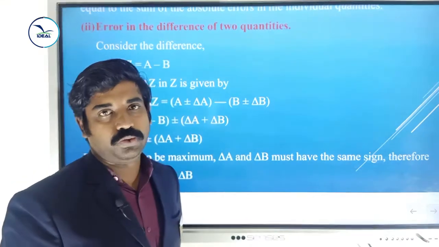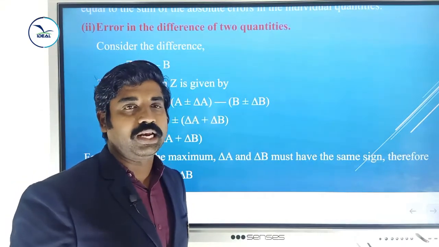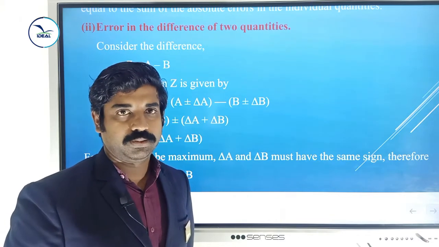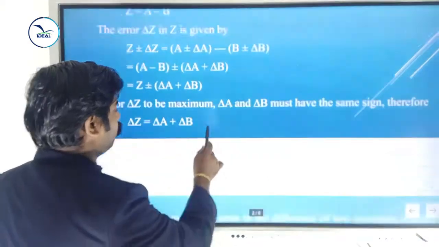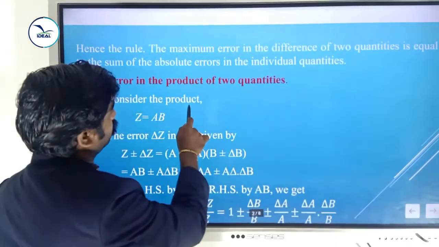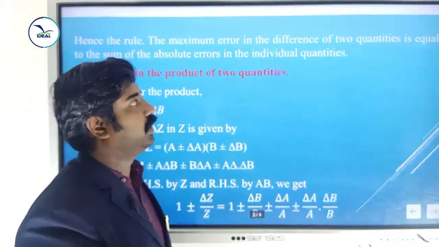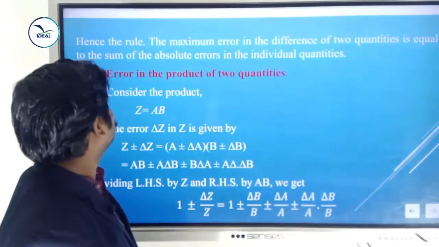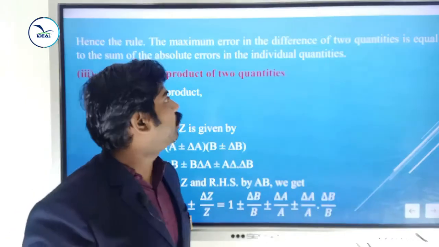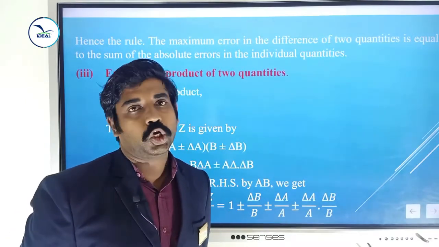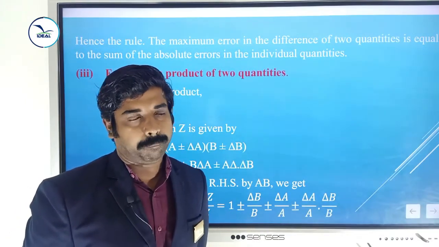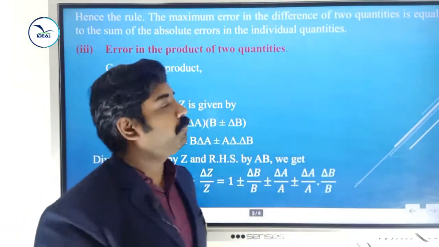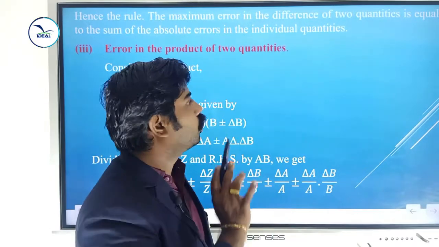Here also the total error is the sum of absolute errors. Okay, so the same rule will be applicable here. That is the rule: the maximum error in the difference of two quantities is equal to the sum of the absolute errors in the individual quantities. Okay, clear? So the next one, error in product of two quantities.